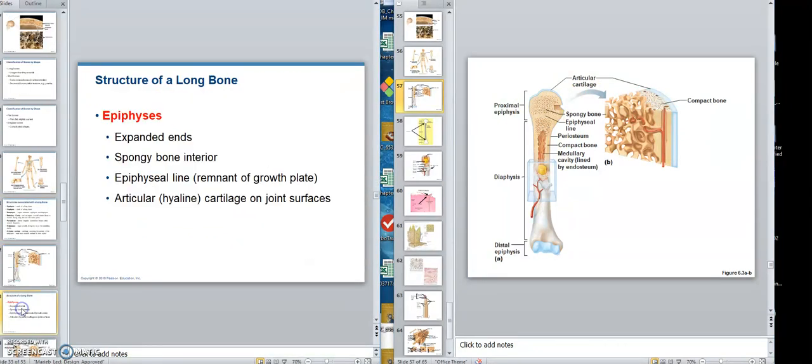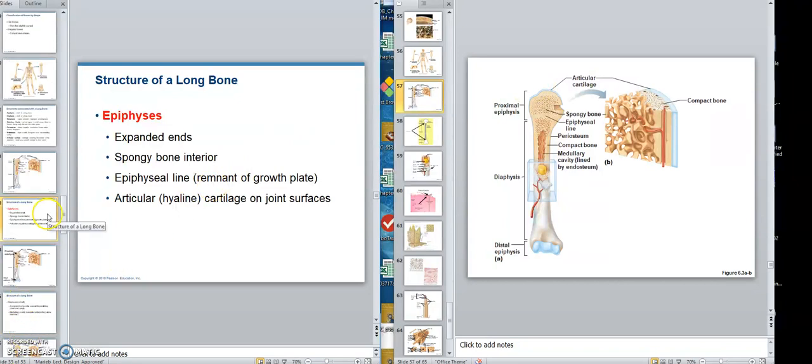Okay, so the epiphysis is an expanded end. It has a spongy bone interior. Remember, we don't put bone where we don't have to. A spongy bone interior. The epiphyseal line is really in the metaphysis, and that's where the growth plate used to be. See, the line is the remnant of the growth plate, where you grow in length. Articular cartilage, articular surface, that would be that there.